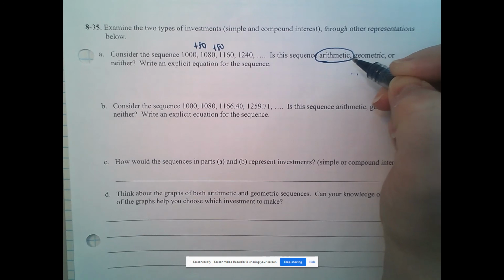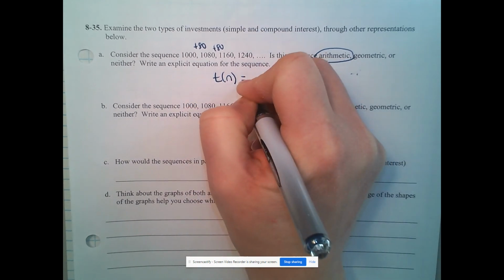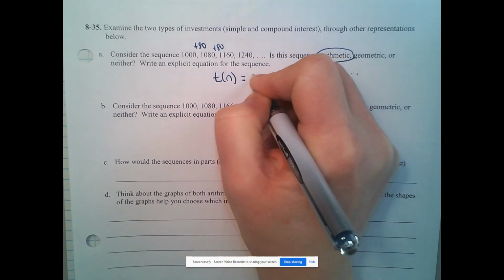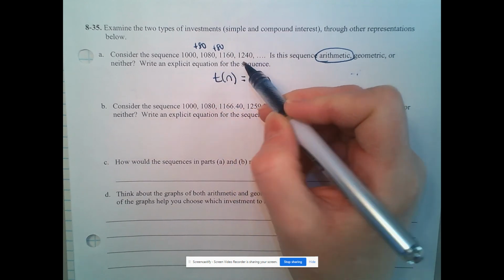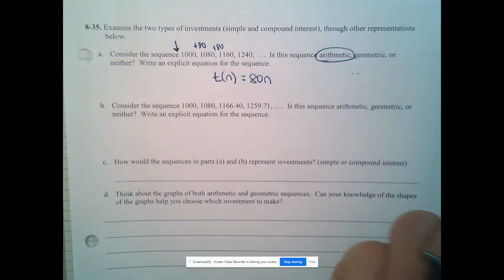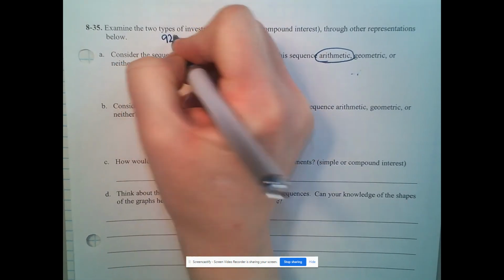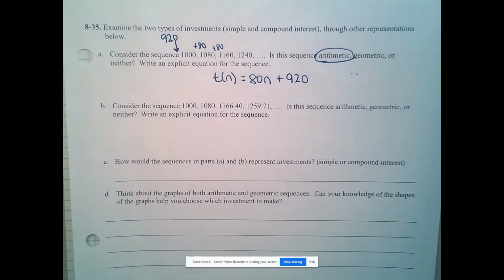The growth pattern is plus 80. So it's a sequence, and we're going to start with T of n. We are going to say it is 80n. That's our plus 80, plus 80, plus 80. And our initial value, if we worked back one spot and took away 80, the 0th term would have been 920. So plus our 0th term, 920.